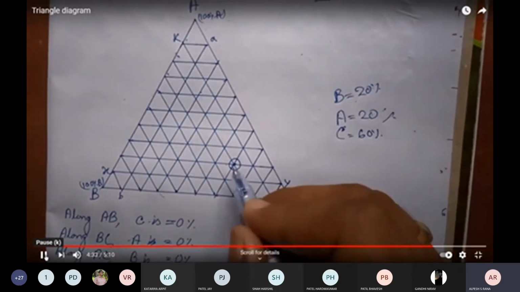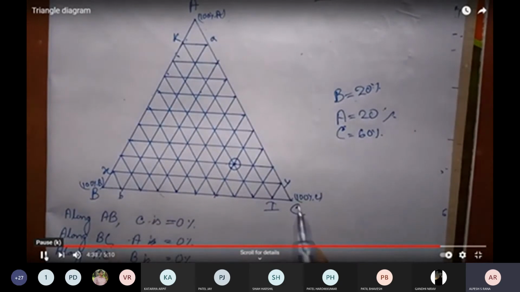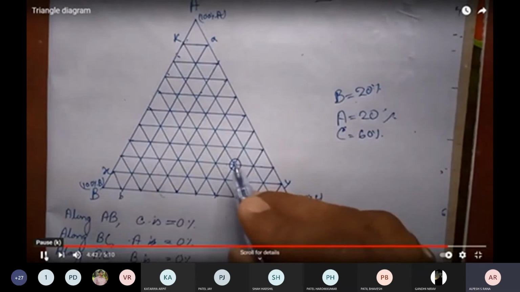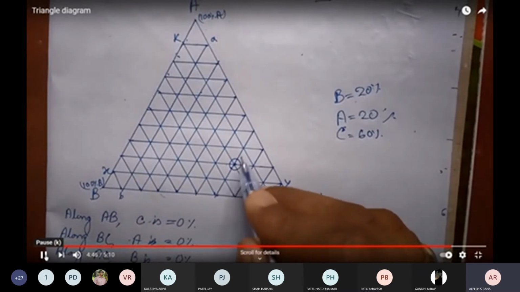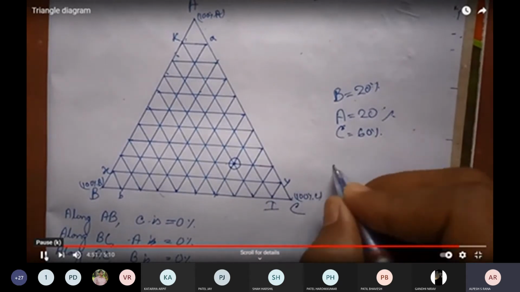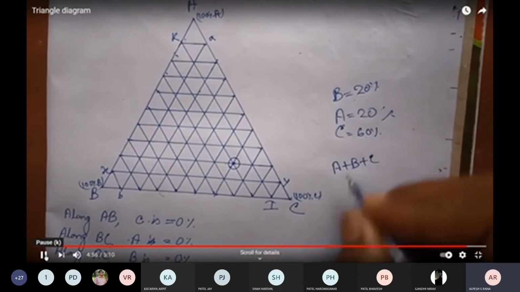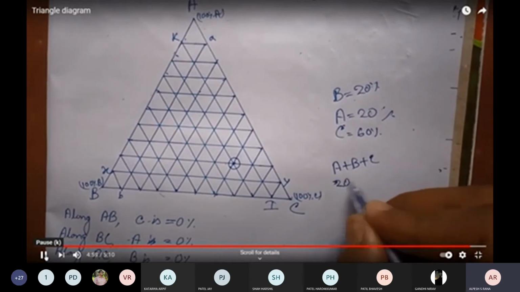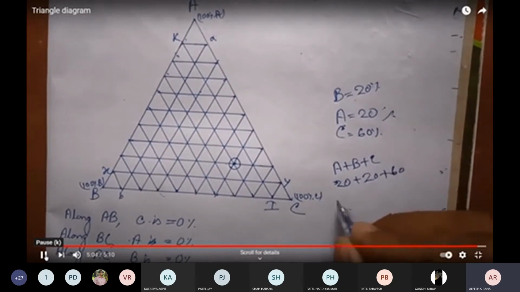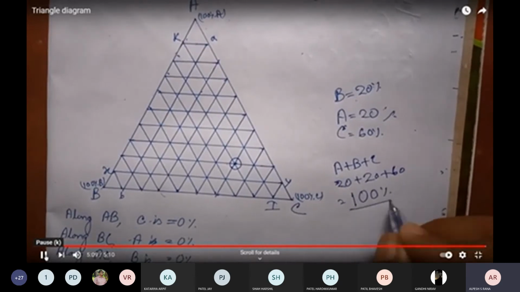So we can determine the concentration of A, B and C at this point by these lines. If we sum the concentrations, we find that the concentration of A is 20, the concentration of B is 20 and the concentration of C is 60. If we sum these concentrations, we find that the total concentration is 100%.